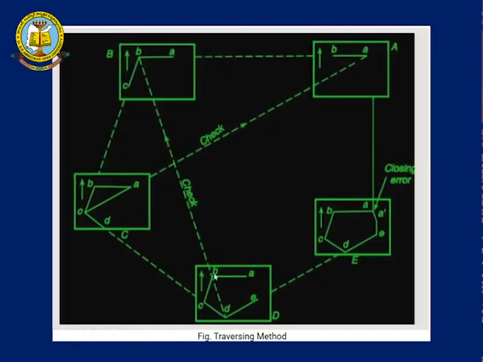Again, the traverse method has an open traverse and a closed traverse. What is a closed traverse here? The closed traverse is one where the start point and the end point are the same: from A, you will again reach A.